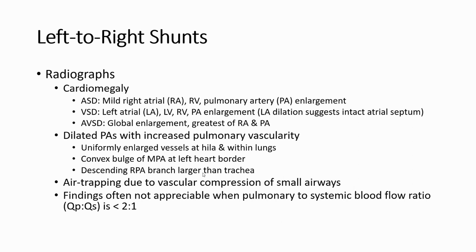In case of VSD, we find left atrial enlargement, left ventricular enlargement, right ventricular enlargement, PA enlargement. AVSD: global enlargement, greatness of right atrium and pulmonary artery. In dilated cases, pulmonary artery with increased pulmonary vascularity. We can find air trapping due to vascular compression of small airways. The ratio of QP to QS is less than 2 to 1.